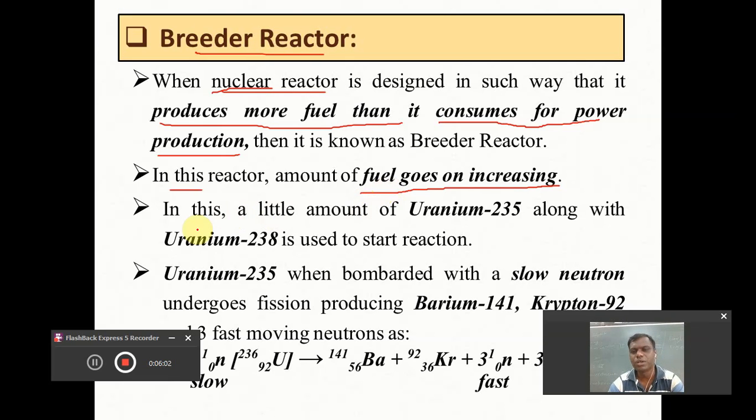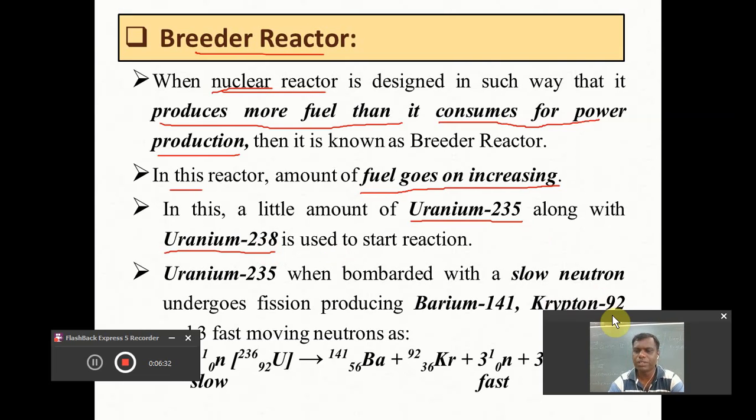And in this case, what nuclear fuel is actually used? It is observed that a small amount of uranium 235 is used along with uranium 238. So these are the two nuclear fuels which are used in the breeder reactor. A small amount of uranium 235 is used along with 238, so we are using a mixture of uranium 235 and uranium 238.